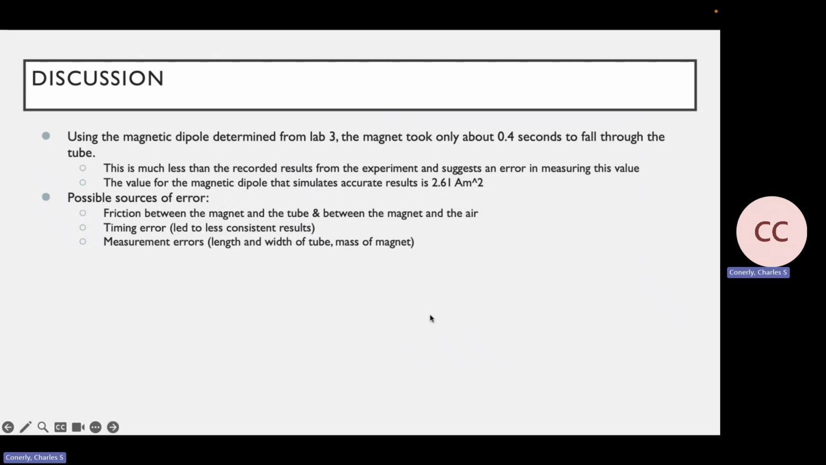So to talk about that a little bit, using the magnetic dipole determined in Lab 3, as we just mentioned, the magnet took only about 0.4 seconds to fall through the tube. This is a lot less than what we recorded from the experiments and from what we've observed and calculated. But what simulates accurate results is using a dipole moment of 2.61. And some possible sources for error here are friction between the magnet and the tube, human error, and just timing errors, maybe from using our tools and materials.